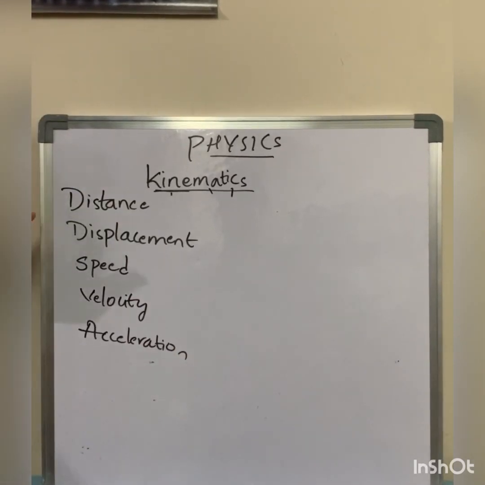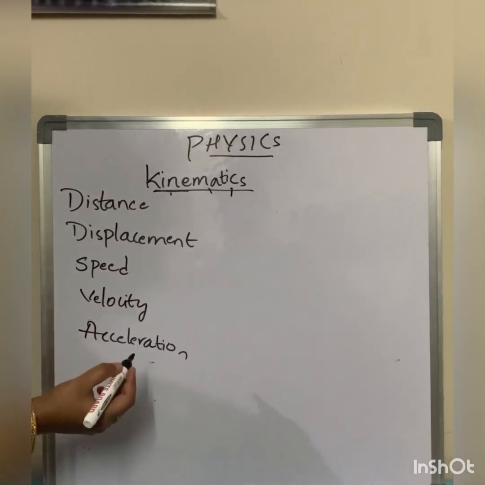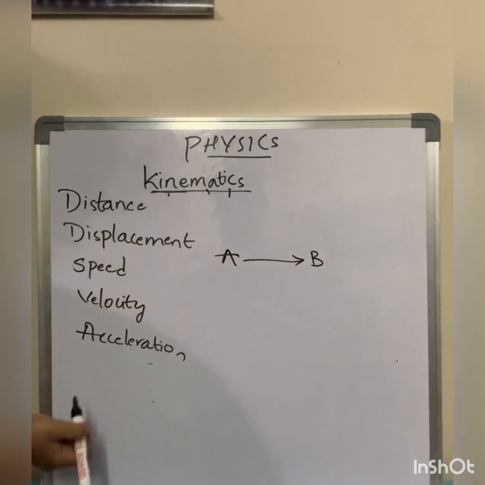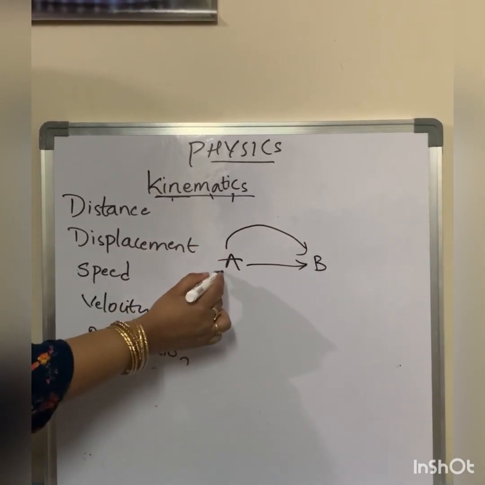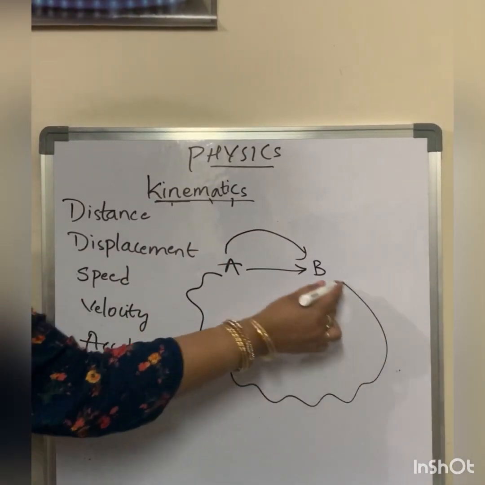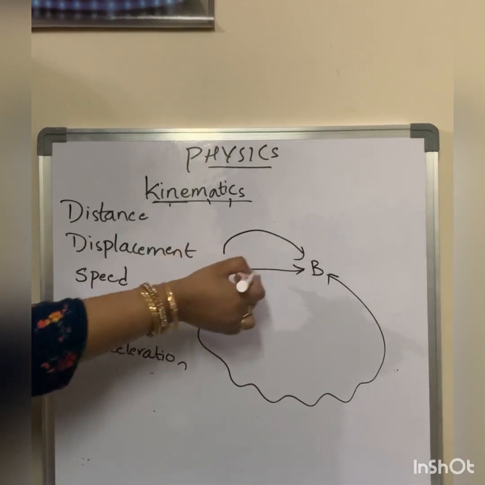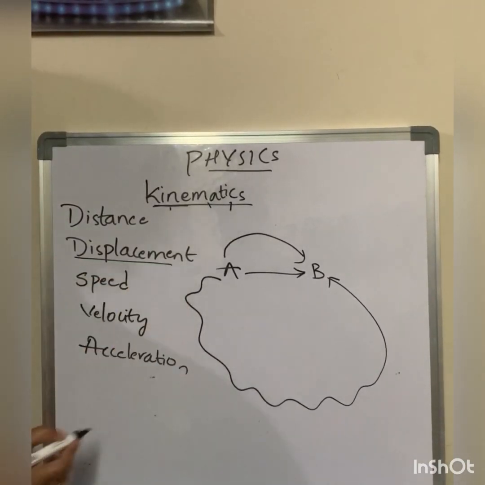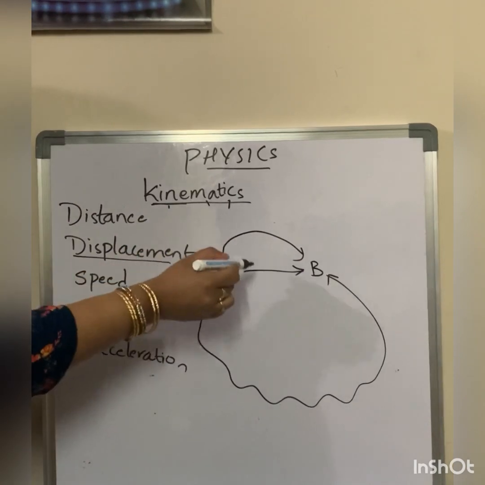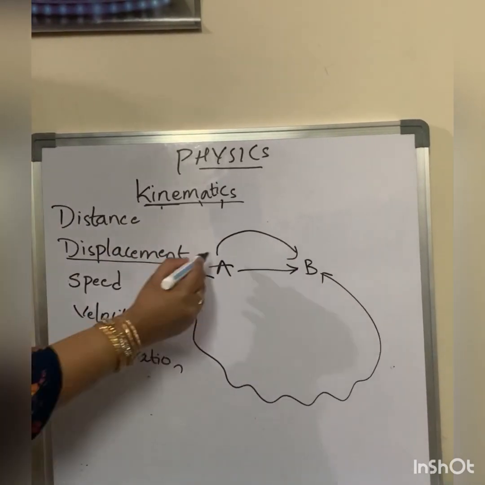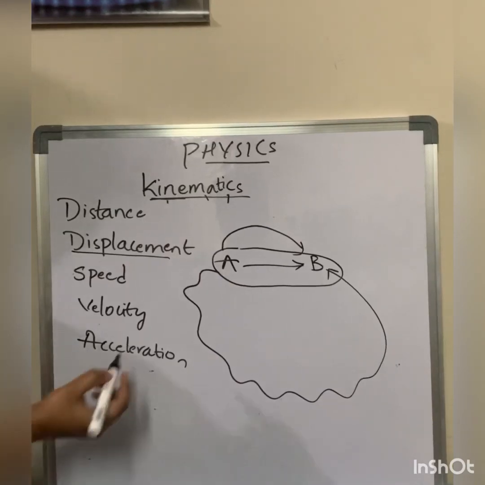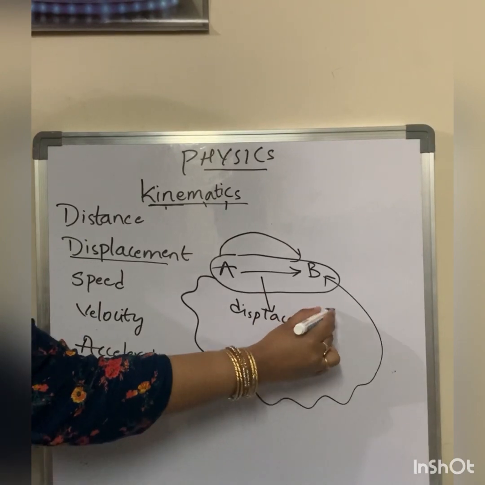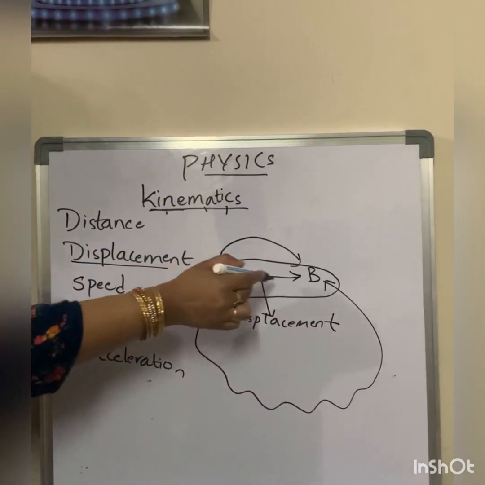So what is distance and what is displacement? A person is moving on his bike from A to B. He can move in this way or he can travel in this way. He can travel in this way also. This is distance and this is also the distance. So what is displacement? Displacement is the shortest distance. In these 3, which is the shortest distance? So this is the shortest distance. Okay. This is called displacement. That is the shortest distance from A to B.